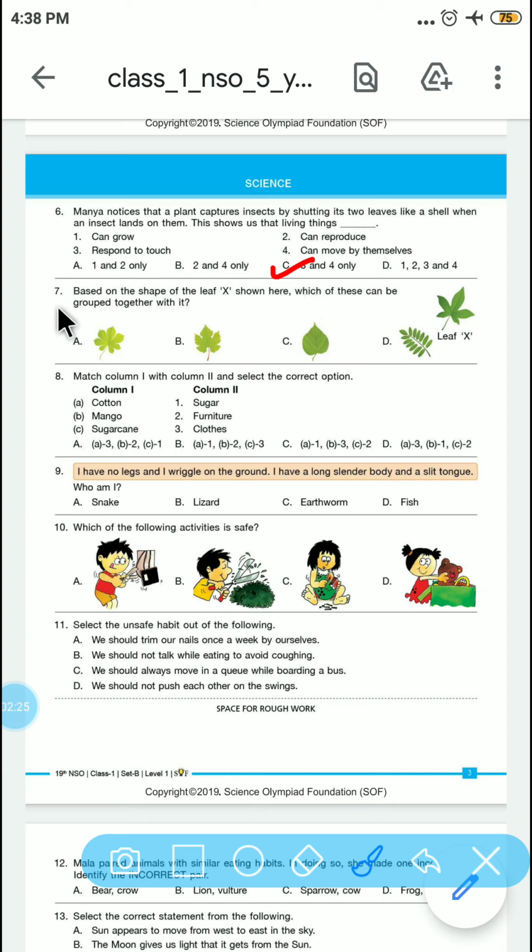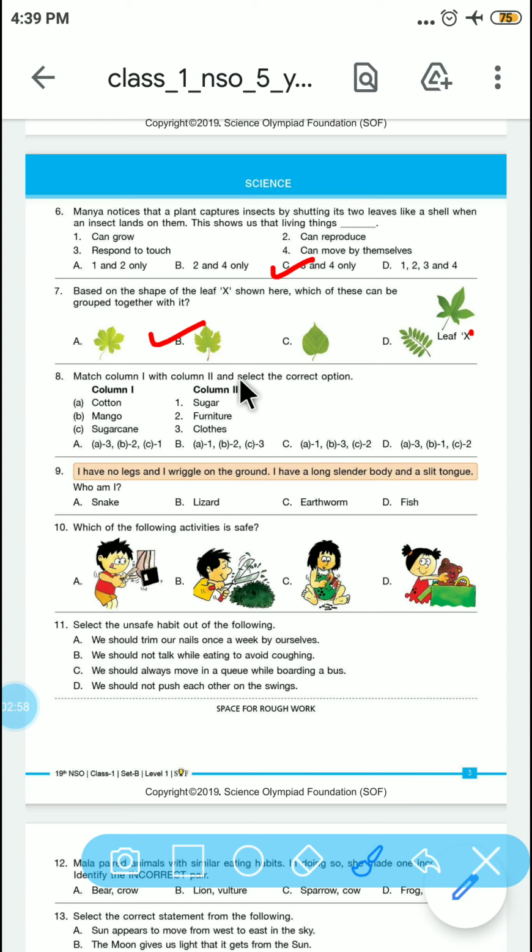Let's check out the 7th question. Based on the shape of the leaf X, here it is, which of these can be grouped in the same? So here we have 5 points or symmetrical vertices on this leaf. So it can be matchable with this one, option B. Okay, so we can go with it, and option B is correct option here.